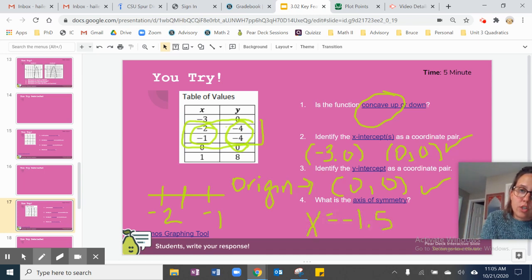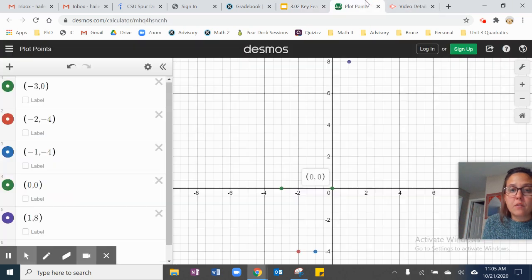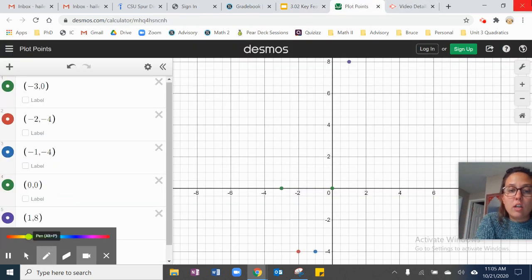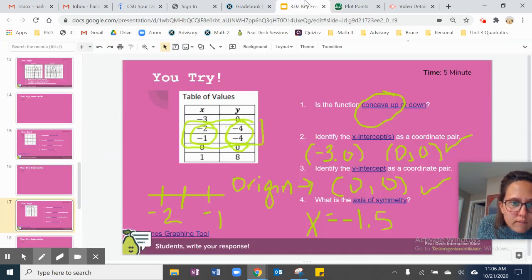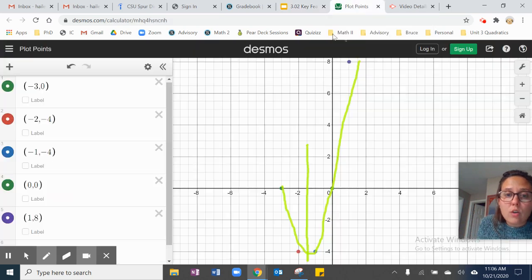But if that's hard to picture, we can go over to our graph and we can draw the parabola. And then we can draw our axis of symmetry, which would be in between the blue and the red dot. And then that gives us about the same answer, right? -1.5. It looks like -1.75. Is this true? Yeah. So on the graph, it kind of looks like -1.75.